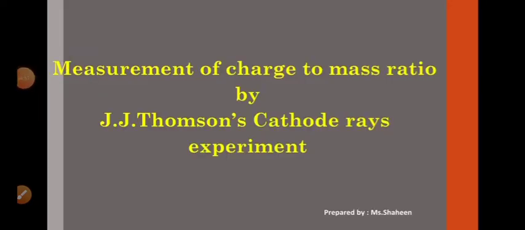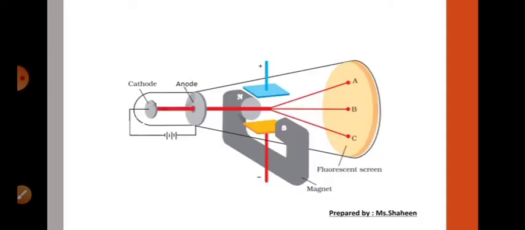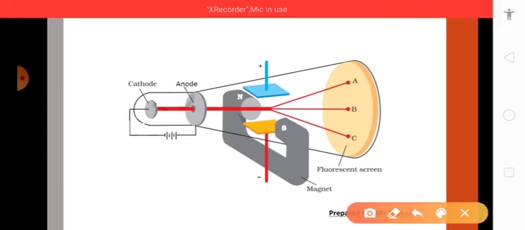Measurement of the charge to mass ratio by the J.J. Thomson cathode rays experiment is the second topic of today's lecture. Students, the scientist J.J. Thomson subjected a beam of cathode ray electron particles to the effect of electric and magnetic fields, which you may see in the diagram. In the beginning, in the absence of any electric or magnetic field, the electrons from the cathode rays struck the fluorescent screen at point B.